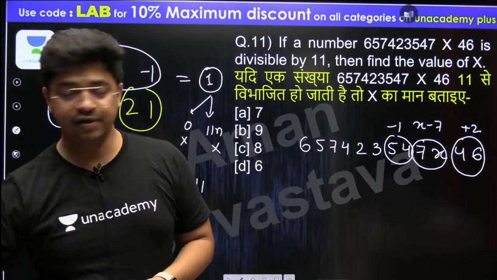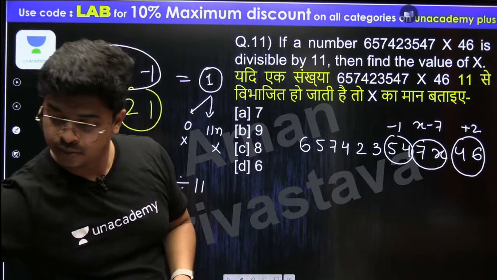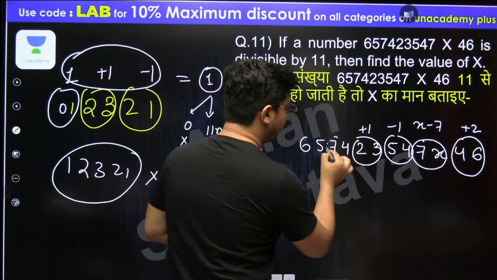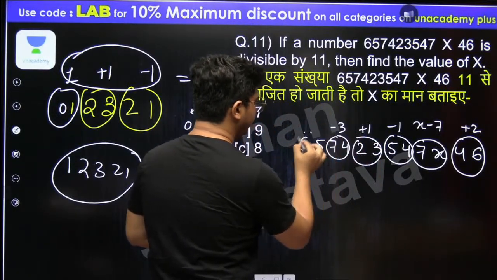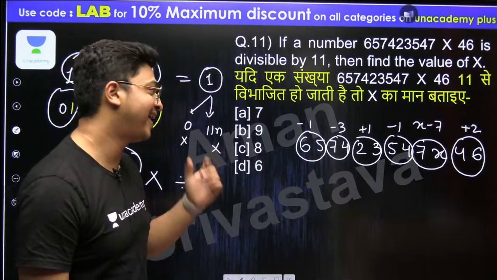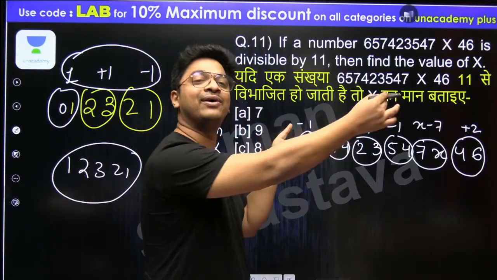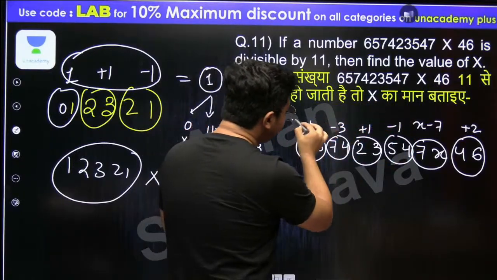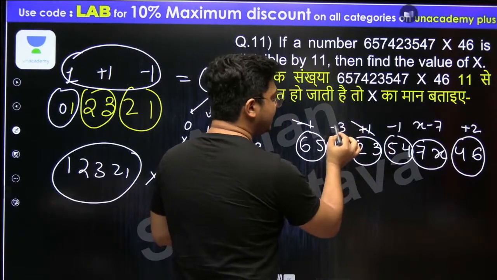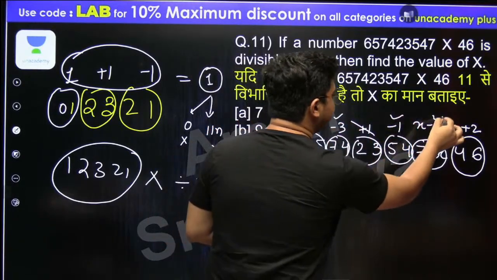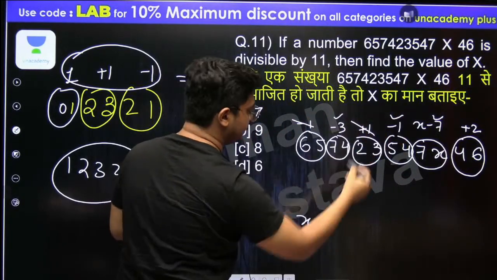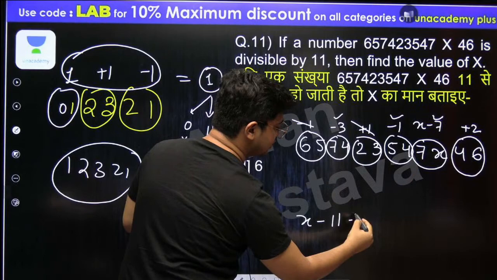After that, 3 minus 2 is plus 1. 4 minus 7 is minus 3. 5 minus 6 is minus 1. Now you simply have to add all these numbers. So this will get cancelled right away. Now, minus 3, minus 1 and minus 7. So x minus 3, minus 1, minus 7, minus 11, and then it is plus 2.